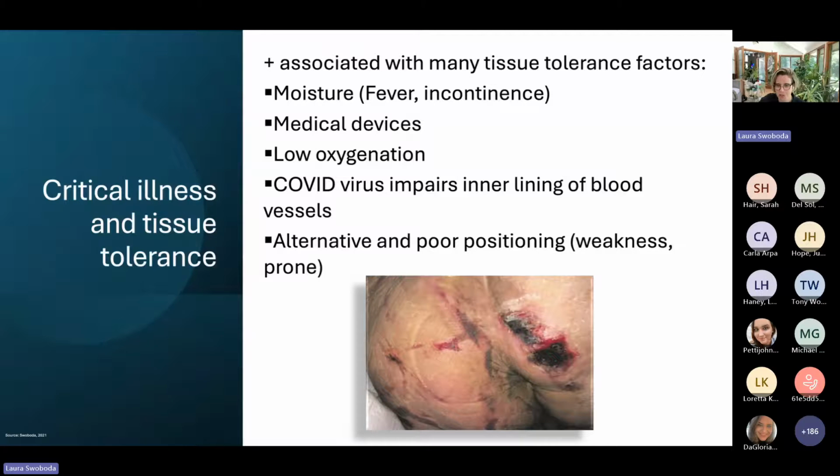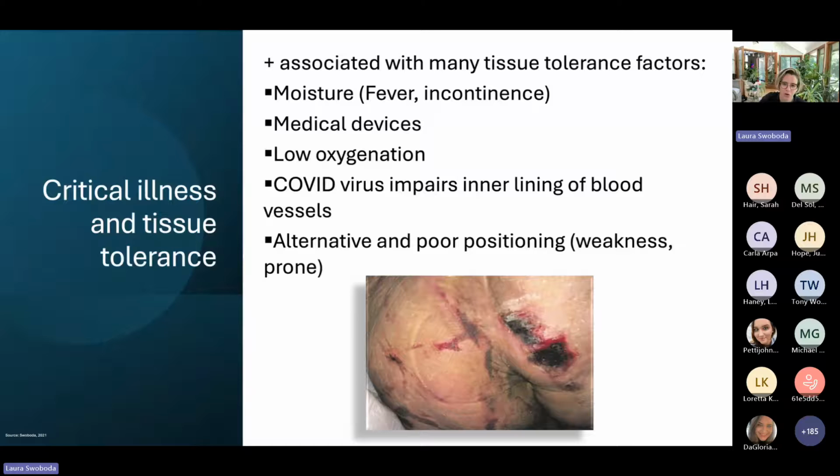So there's a lot of factors that are affecting the tissue tolerance of these patients, making them more likely to get a pressure injury. Now, this is a photo of somebody with a COVID-19 skin lesion. So this is a tissue ischemia directly from the critical illness and the COVID-19. But we can see they also have a pressure injury over that gluteal prominence. And we have a couple days left in June. It's still Pride Month, so I always say, why not both? It is COVID-19. It's also a pressure injury.